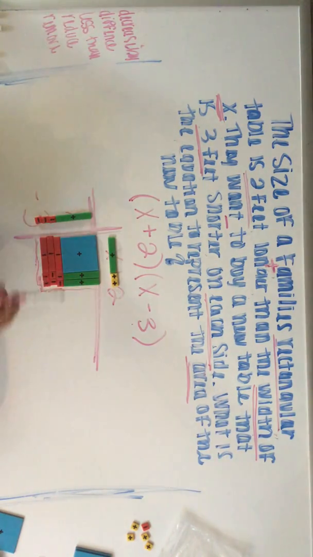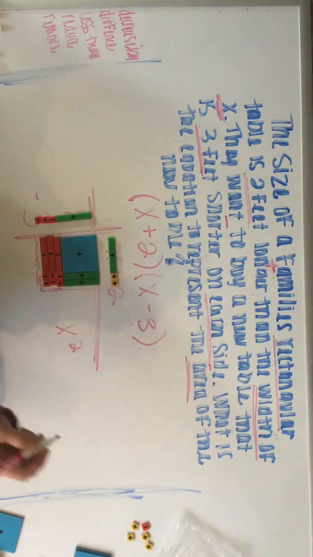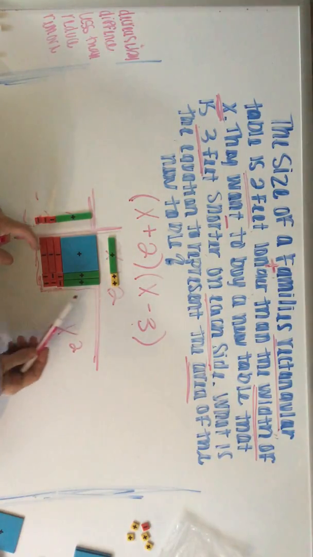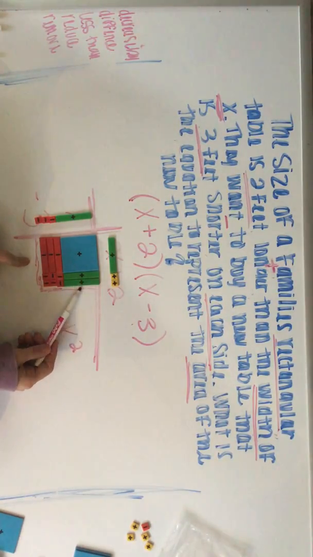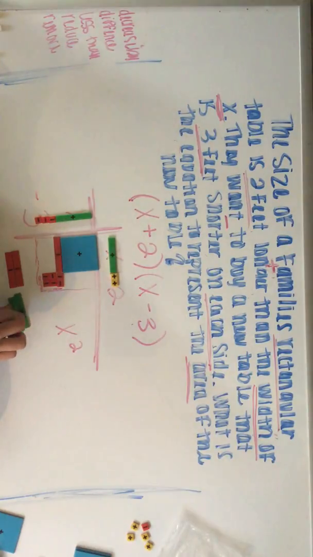All right, so we know that we have our 1x squared, right? So x squared. Now we have this little issue here where we have 2 positive x's and 3 negative x's. Well, we know when we multiply a positive and a negative number, we will end up with a negative number. So let's create some 0 pairs to show that. We can create 2 0 pairs right here and right here, correct?